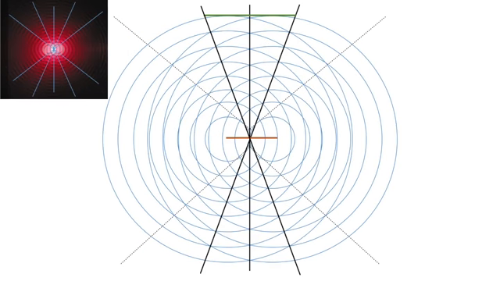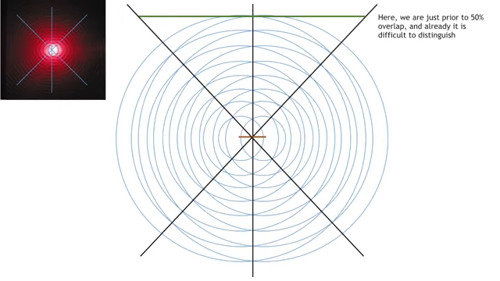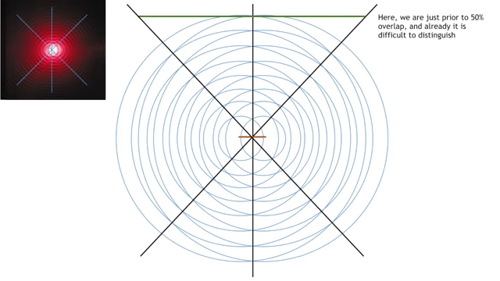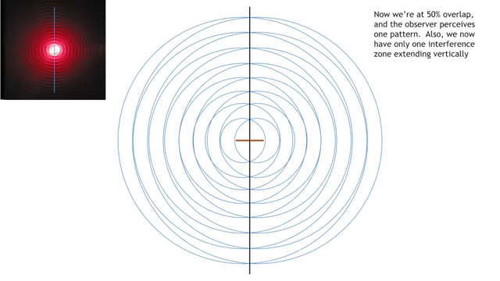And here we're down to three constructive rays, and the pattern is spreading out. On the last one we were down to five. Now we're down to three. You can see in the upper left we're down to three. And here we're just prior to 50% overlap, and already it's difficult to distinguish the pattern as two distinct patterns. Now we're at 50% overlap, and the observer perceives one pattern. Also note that we only have one interference zone extending vertically at this point. You can also note in the upper left, it looks as though it's one pattern.